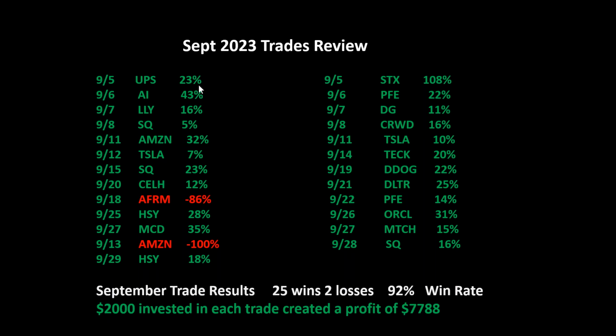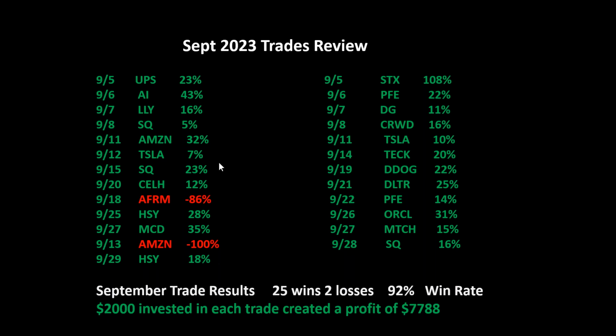Basically, you're talking about 23%, 43%. We did have 108% over here. That's a big one for us. But typically in the 20s, 30s, and 40% gains on some of these. Some of these will be intraday. Some of them will be overnight. Some of them will be 2 weeks. It just kind of depends.